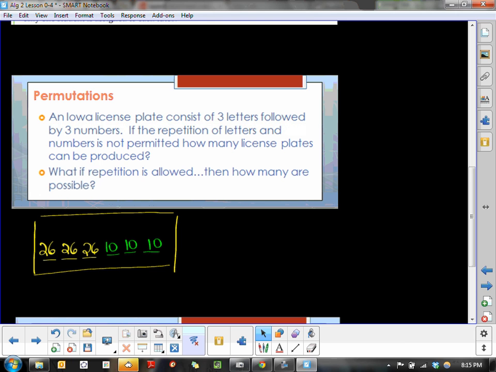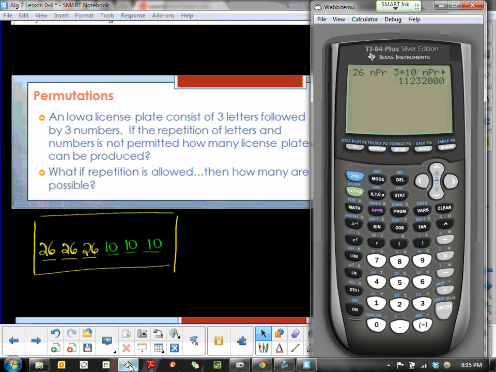So in this case, it's not a permutation because we don't have distinct objects. Some of these objects are the same. If I go 26, 26, 26, these could all be A, which boots it out. It can't be a permutation anymore because they're not distinct. But we still can count how many. So we can do 26 raised to the third power. I'm going to use powers because it's 26 times 26 times 26 times 10 raised to the third power. We get our total number of ways. And now if we allow for repetition, we get 17,576,000 different license plates that could be constructed or made.